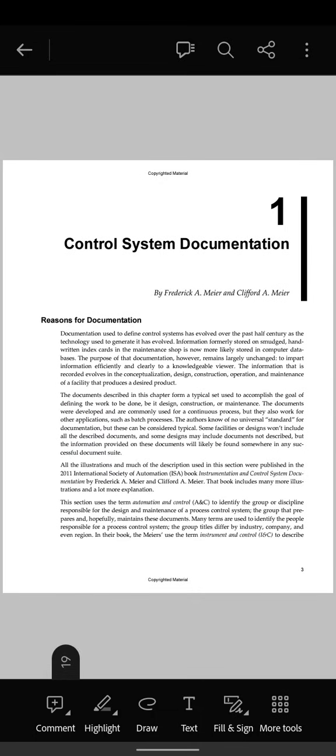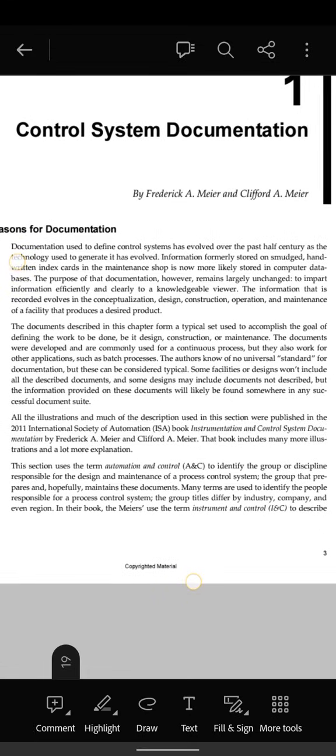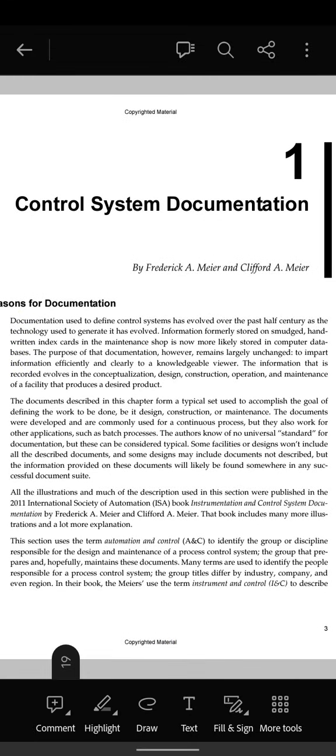This section uses the terms automation and control (ANC) to identify the groups or disciplines responsible for the design and maintenance of a process control system. The group prepares and hopefully maintains these documents. Many terms are used to identify the people responsible for a process control system. The group titles differ by industry, company, and even region.